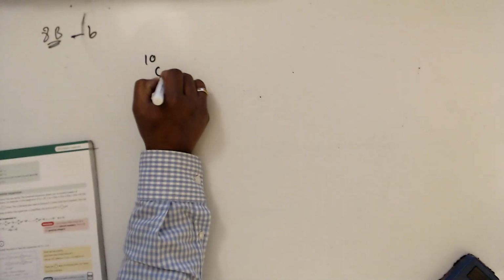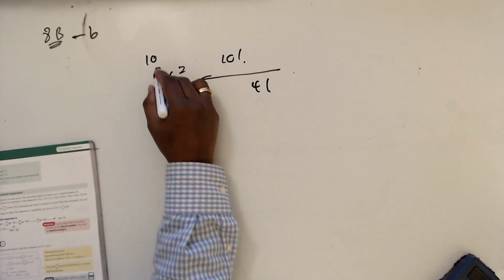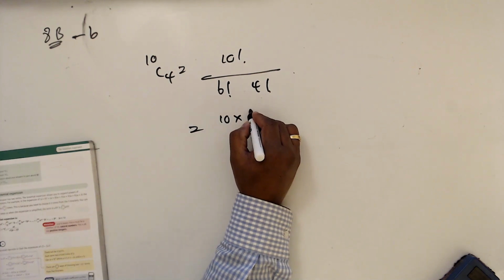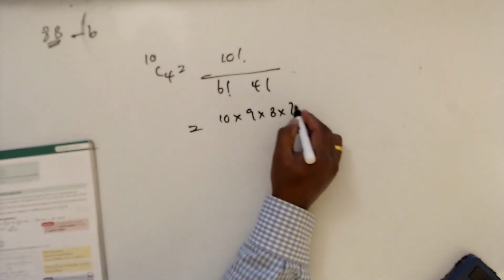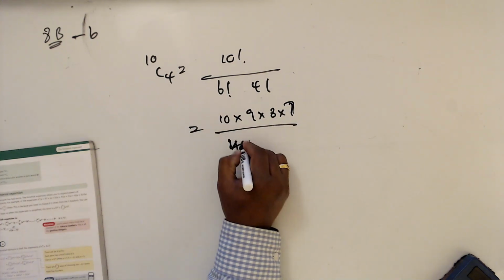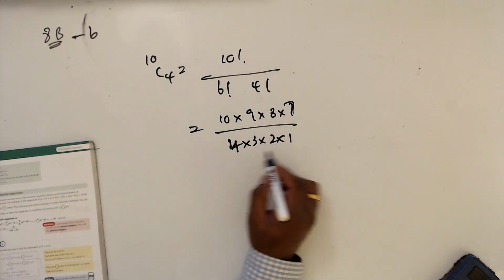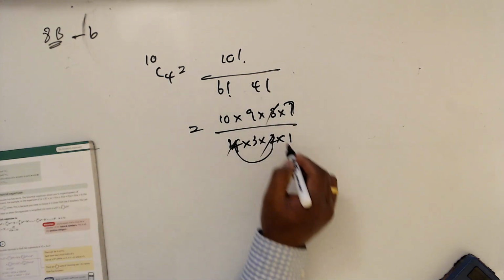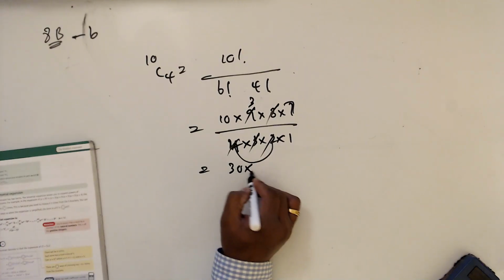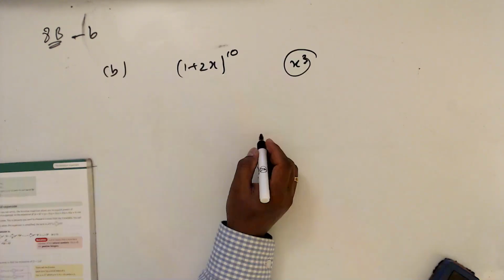The other one is 10C4, factorial 10 over factorial 4 and the difference factorial 6. 10, 9, 8, 7 and up to 6. This one cancels out. 4, 3, 2, 1. This is the 4. 4 times 8, 8 cancels out. This is going to be 3. Then 30 times 7, 210.